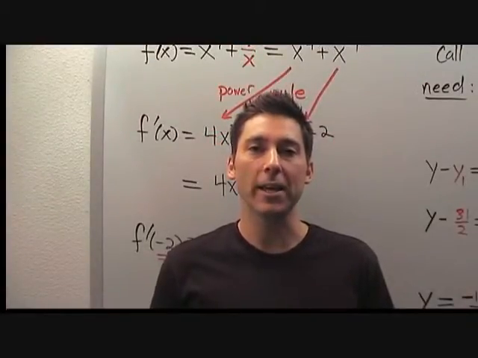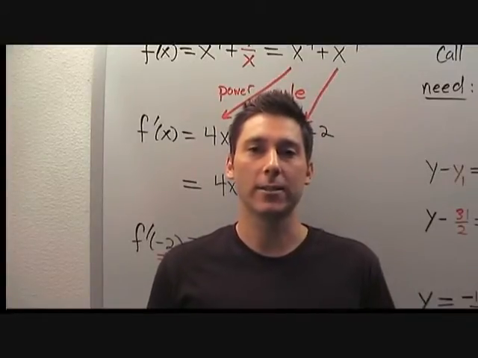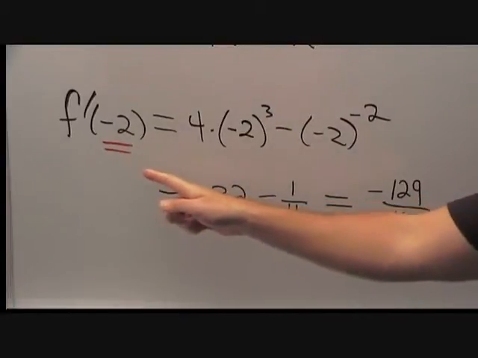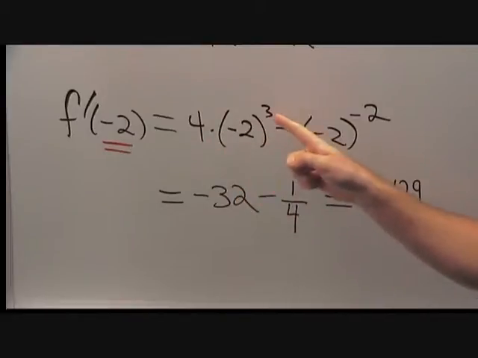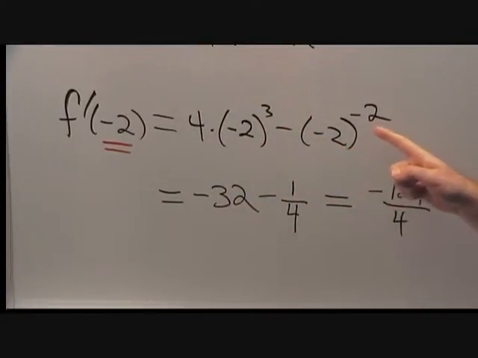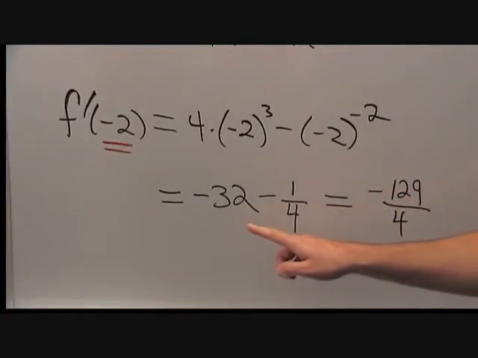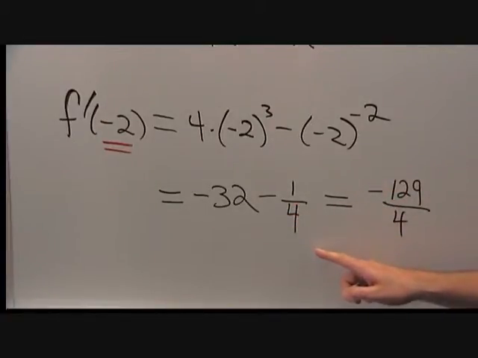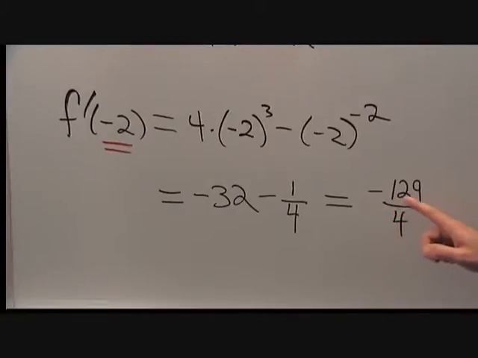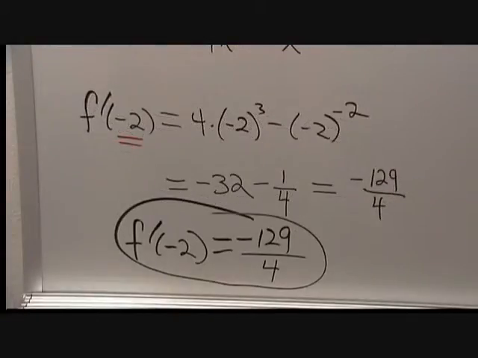We're not done with f prime just yet. We still have to plug in -2 for x. F prime of -2 is 4 times -2 cubed minus -2 to the -2 power. That simplifies to -32 minus 1/4, which simplifies to -129 over 4. We need to remember this value so that we can use it for the slope of the tangent line.